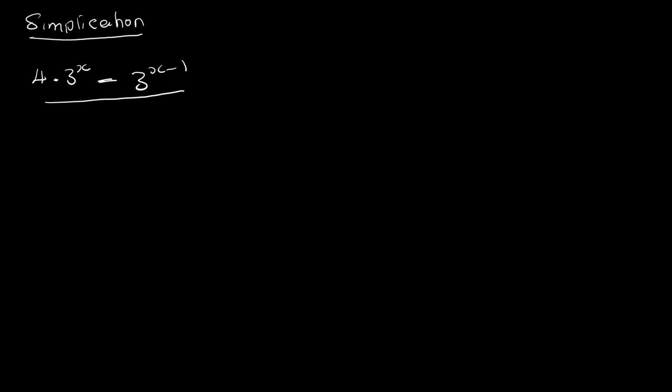So let's quickly go back to simplification, because there are some things that we need to discuss on simplification. Let's simplify 4 times 3 to the power x, minus 3 to the power x minus 1, and everything is divided by 11 times 3 to the power x plus 1. Let's quickly work on this one. Let's see what we get here.